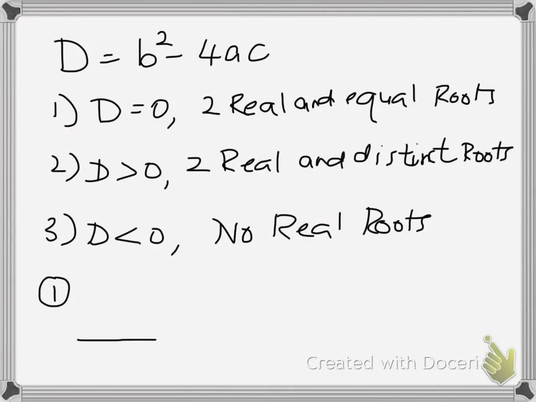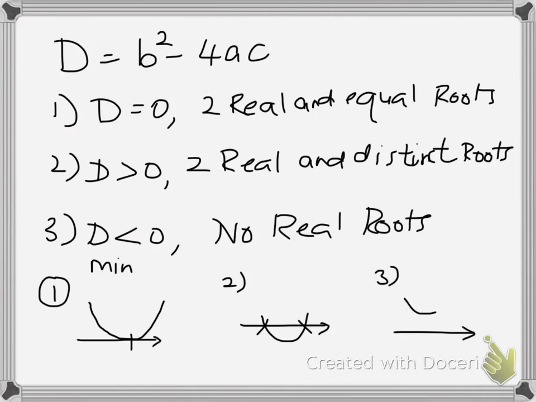If you look at your sketch, number 1 will be something like this. It only touches the x-axis at one point. Number 2 will be this way, where it touches the x-axis at two different points. I'm only talking about the minimum curve. If it is the third one, then it will be like this.